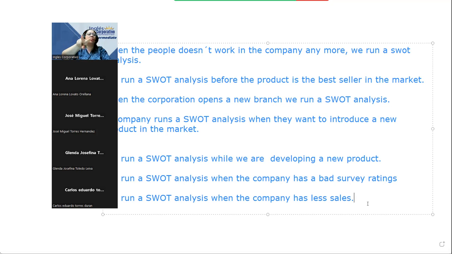can happen both at the same time, together, like using while. Or one thing can happen, and the other interrupts it with when, okay? When means that the people don't work, right? But we run the SWOT analysis. When is placing the idea in the same time that the other thing is happening, but interrupting or putting an end to the other one, okay?